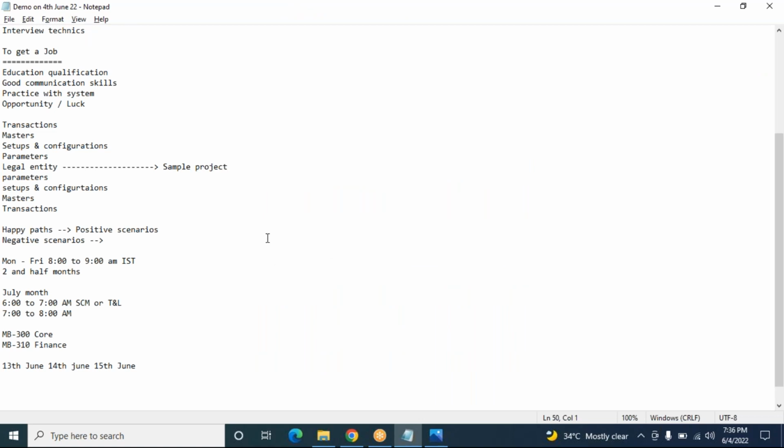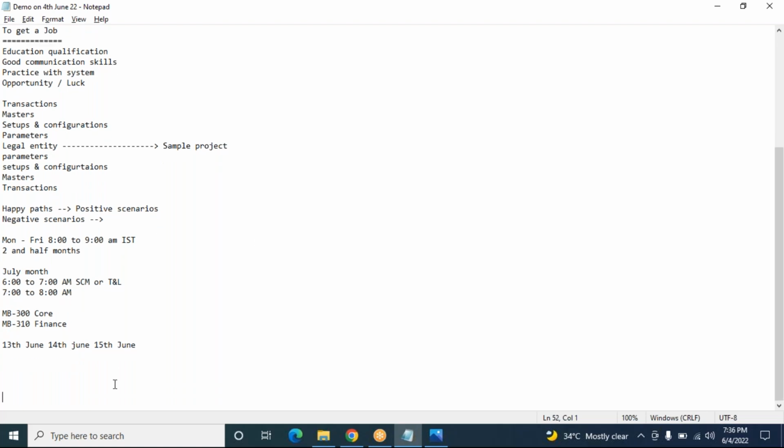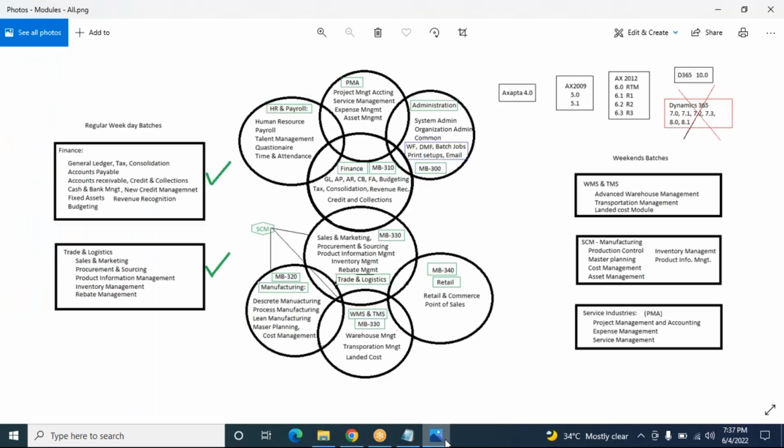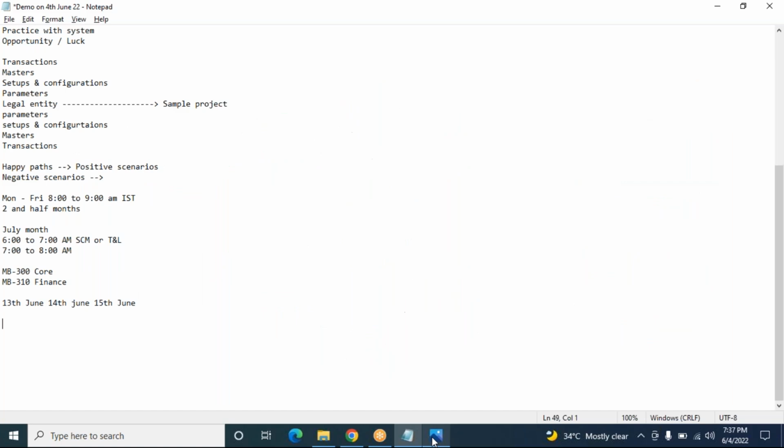Will we be provided software to practice? Regarding training, I will open a notepad, and I will open paint brush to explain the subject, and I will open the Microsoft Dynamics AX application. All together I will teach.